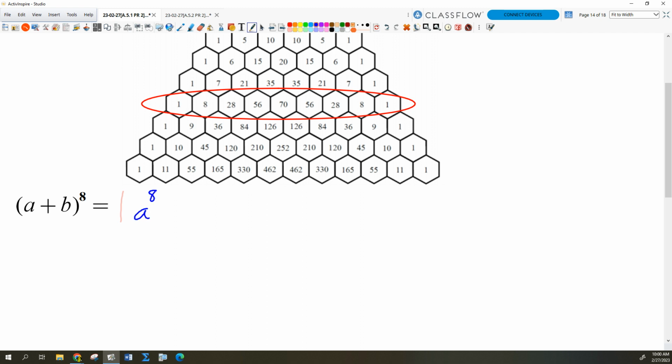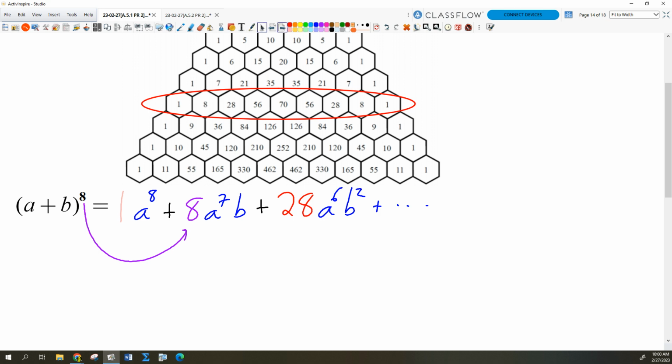A to the 8th plus, what's the next one going to be? 8. And we knew it had to be an 8 without even looking at that row because of that, right? What are the powers going to be there? B to the first. Good. Okay. Plus next one. There you go. Okay. A to the 6th, B squared, and so on. We won't do the rest, but you guys get the idea now, right? Okay. And that's going to be, man, that's a long one. Lots of terms in that one.